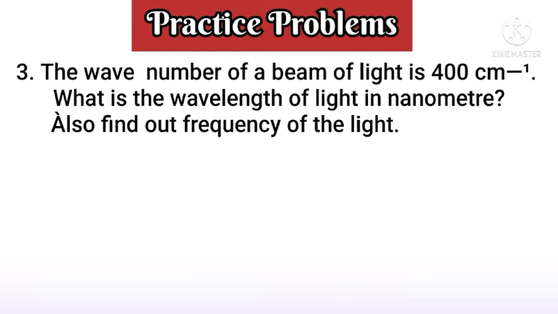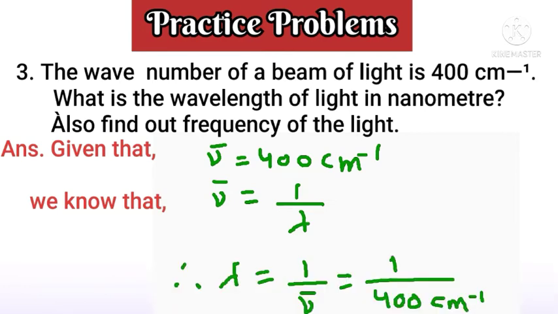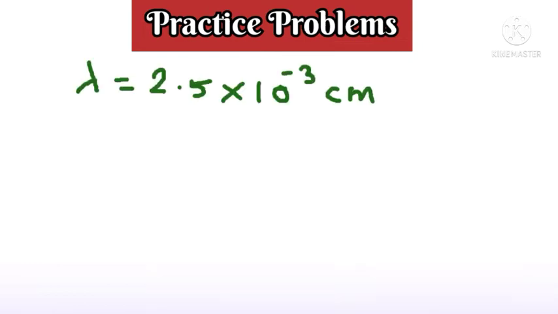First of all, you have to identify what is given to you and then which formula you have to apply. So your wave number, that is nu bar, is given to you, which is 400 per centimeter, and we know that nu bar is equal to 1 by lambda. So by using this, we can easily calculate the value of lambda. So lambda is equal to 1 by 400 per centimeter, which is equal to 2.5 × 10^-3 centimeters. Okay, but since you have to find the answer in nanometers, convert centimeter into nanometer.